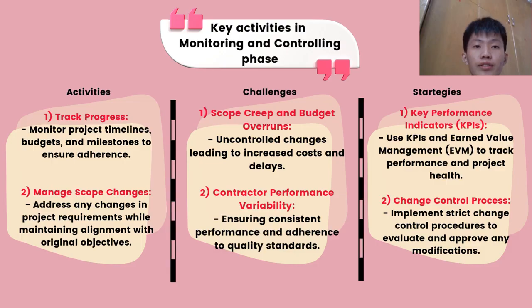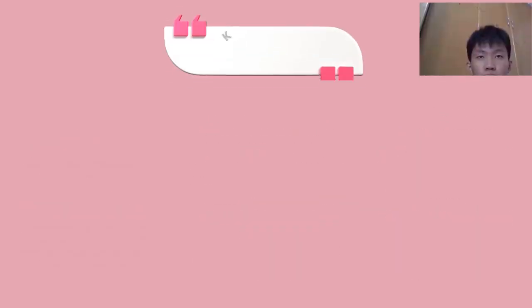In the monitoring and controlling phase, the focus was on tracking the project's progress against timelines and budgets. Challenges in this phase included managing scope creep, which could result in budget overruns and delays. Besides, variability in contractor performance posed a risk to meeting quality and timelines expectations. To overcome these challenges, Changi Airport can use key performance indicators to monitor project health.